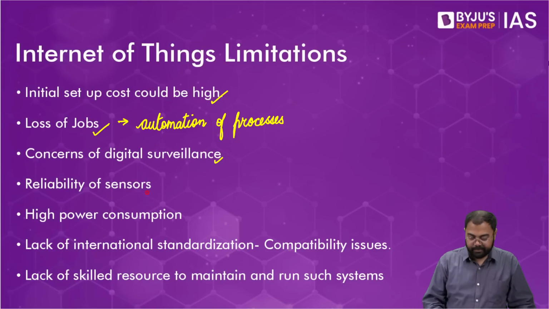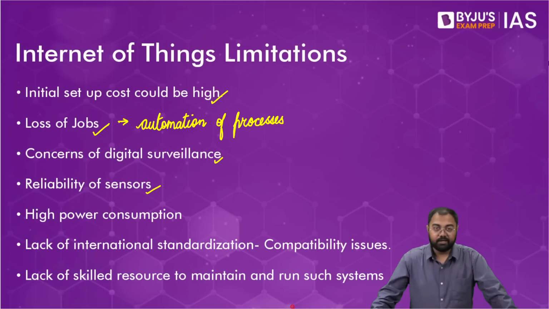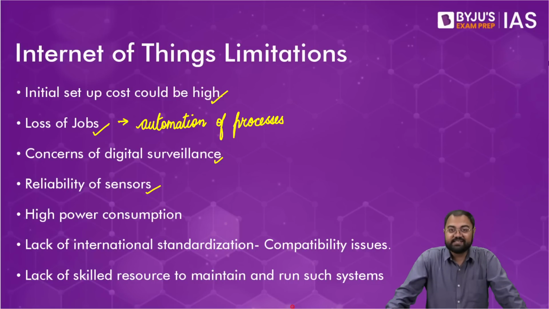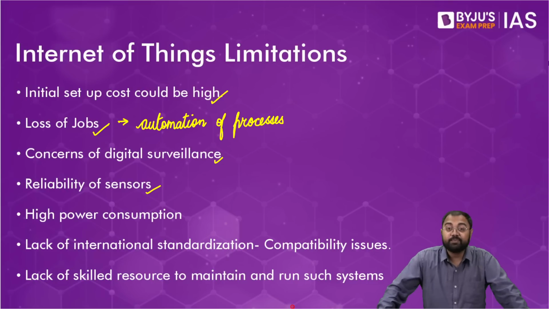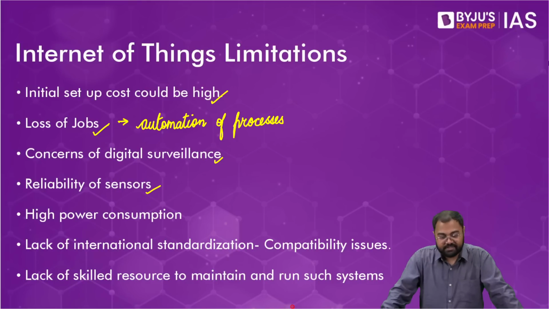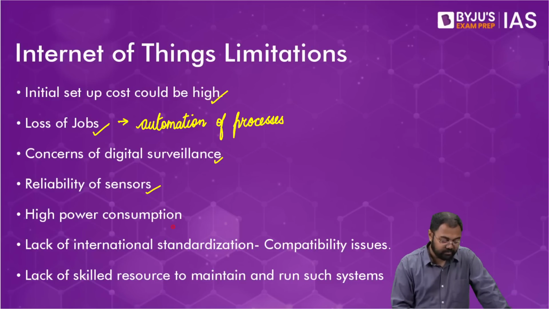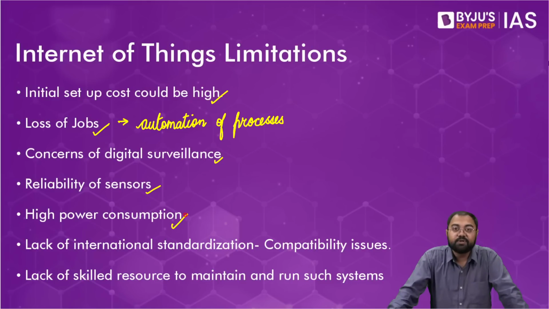Then the reliability of sensors also matters, whether the sensors that are there are reliable and working well, because ultimately these are the sensors which will sense the environment and help in establishing the communication. If the sensors are not working well, the communication may not be established well. So that also is a problem. Then there could be a problem of power consumption also, because all these devices are electronic in nature, and they'll need electrical supply to run.